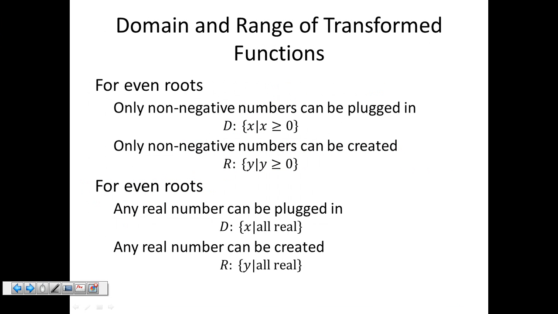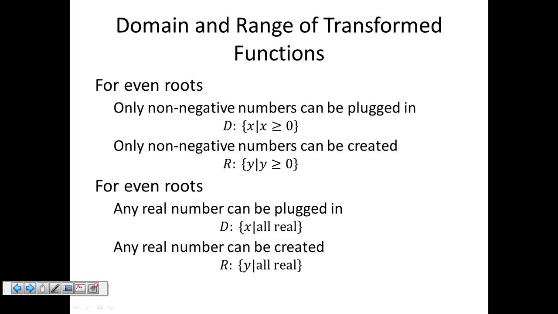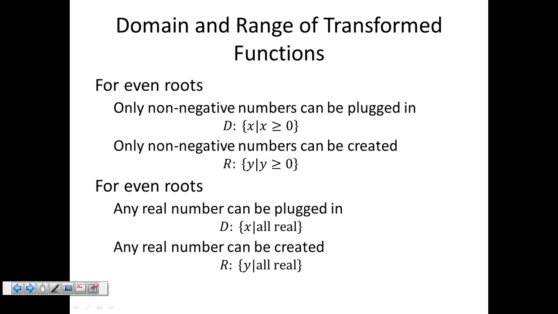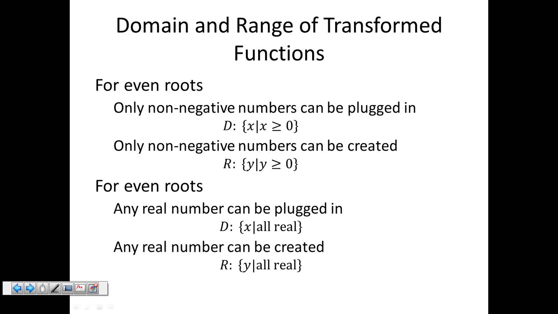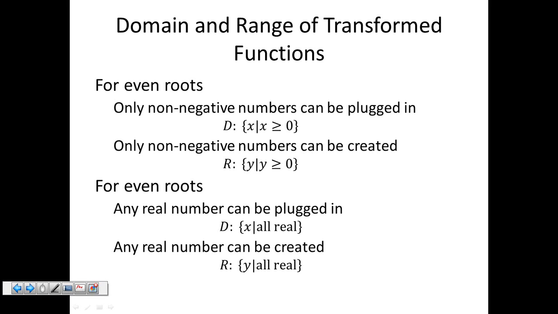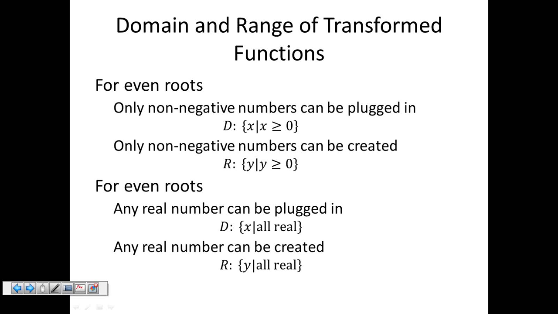Okay, so let's talk about the domain and range of some transformed functions for even roots. That's the square root, the fourth root, the sixth root, and so on. Only non-negative numbers can be plugged in. Now what that means is when we start out with our parent function, that x has to be greater than or equal to 0. Only non-negative numbers can be created. So our range, y has to be greater than or equal to 0.